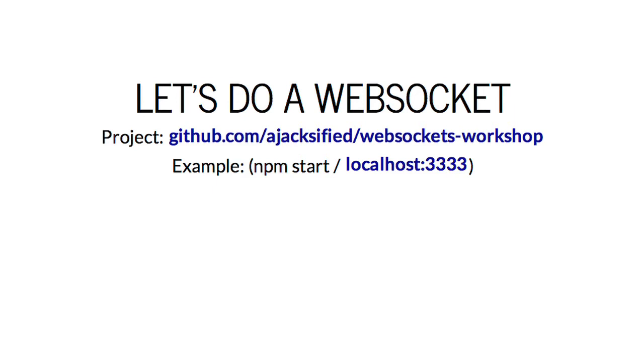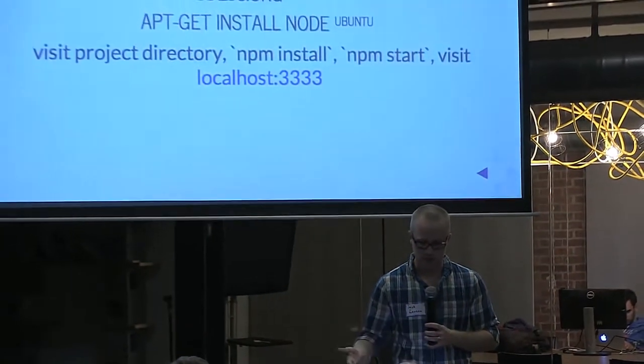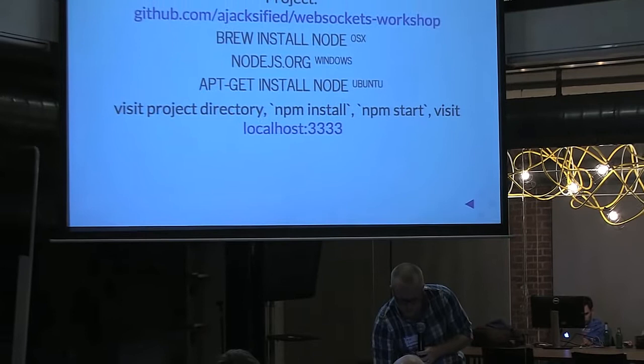So we'll actually run through the demo now. The project, again, is on GitHub, and this thing is up. It's github.com/ajaxified WebSockets workshop. To get it started, it's really easy. There's 4 things you need to do. You need to install Node, which you can do on OS X or Windows or pretty much any flavor of Linux. Go to the project directory, install the dependencies, and then start the server.